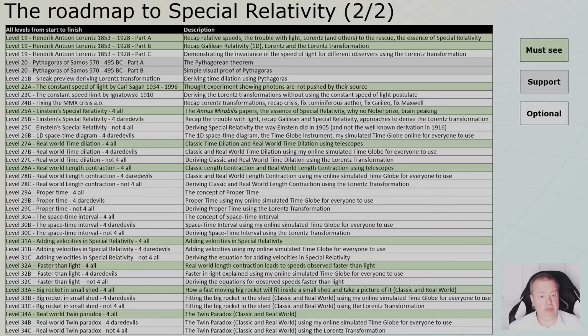If you're not that much interested in the math, I would say go to level 32, where we will travel faster than the speed of light. Yes, we will. And it's not the same as all the other videos out there on faster than the speed of light. It will be quite different. So I hope you will enjoy that one as well.